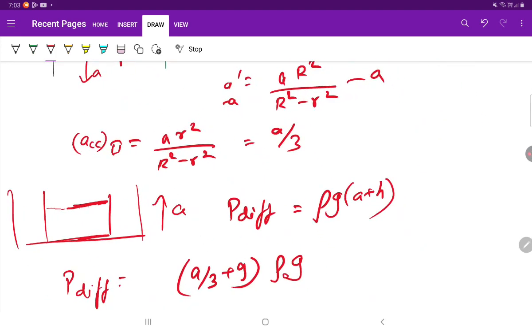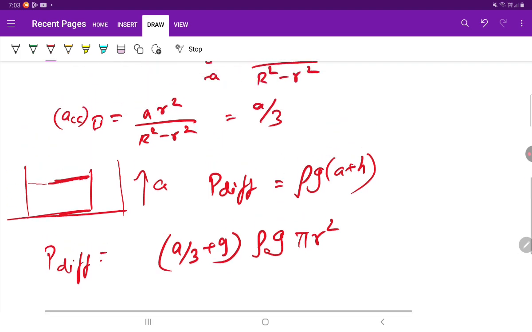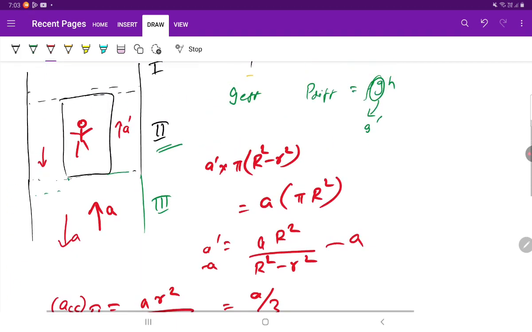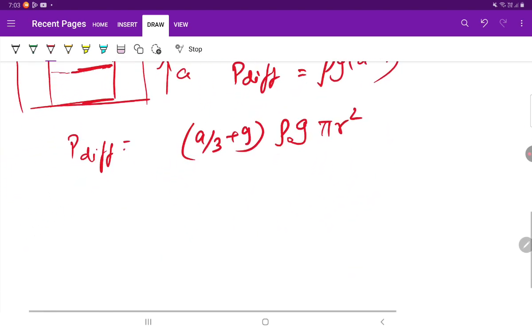Rho naught is the density of the fluid, and if you multiply it with small pi r square, it will give the net force on the block due to the pressure difference. Okay, hope you get it. Sorry, it will be an upward force rather, because here the pressure will be in excess and here the pressure will be lesser. So it will basically give me the net upward force, right?